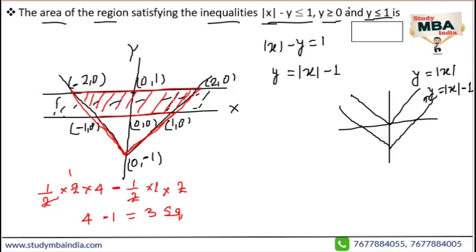So the area enclosed under this region will be 3. I hope this is clear to you.